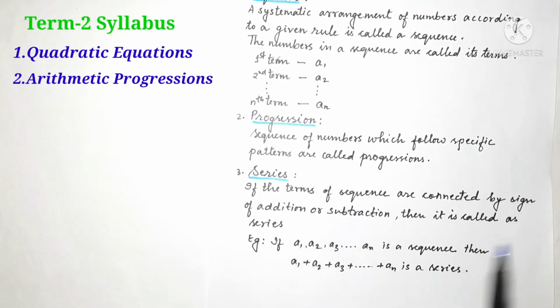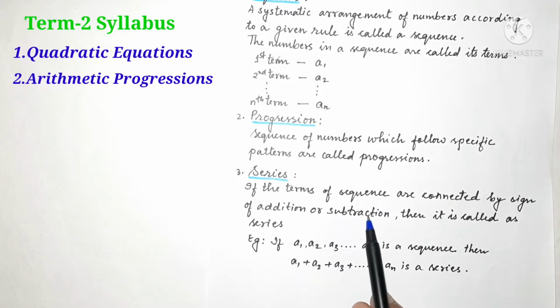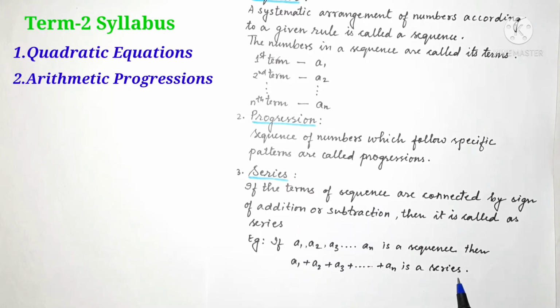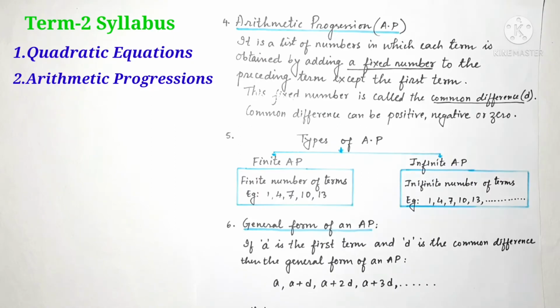Take an example. a1, a2, a3 and then an. So this is the first term, second term, third term and the last term. So they are called sequence. Now if I put the sign here, positive, addition sign or subtraction sign, then it is a series.